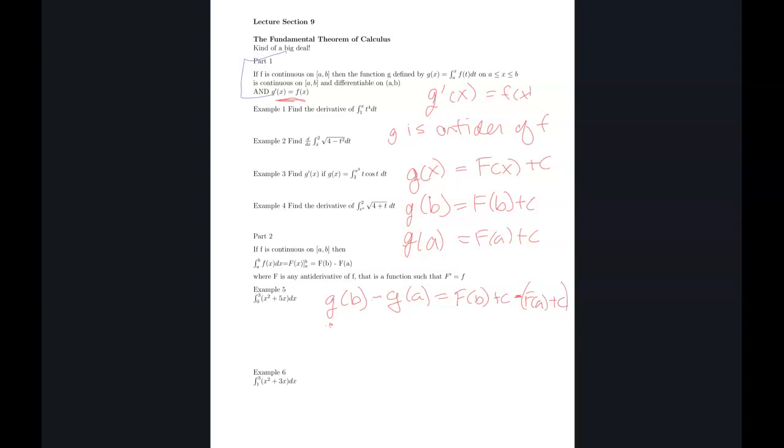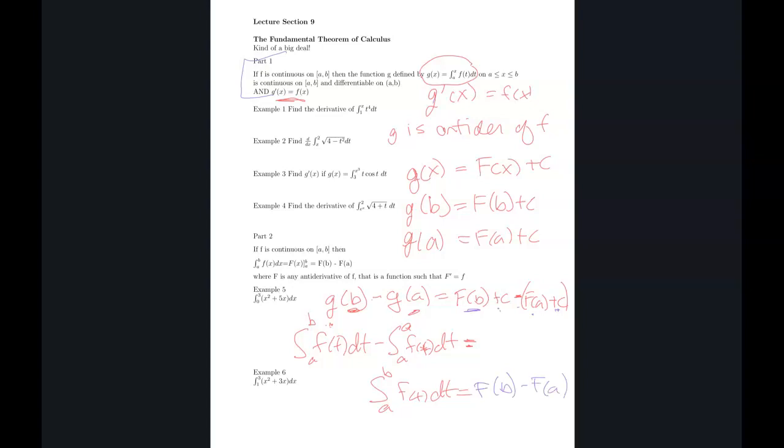So g of b, think back to this original function here. So this would be a to b, remember, because we're putting b in there. And then if we're putting a in, it's a to a. Oh, we know what that is, right? So this left-hand side of the equation gives me the integral from a to b of f of t dt. And what does this other side give me? So we see F of b minus F of a. What happens to the c's? They cancel. So I get F of b minus F of a.